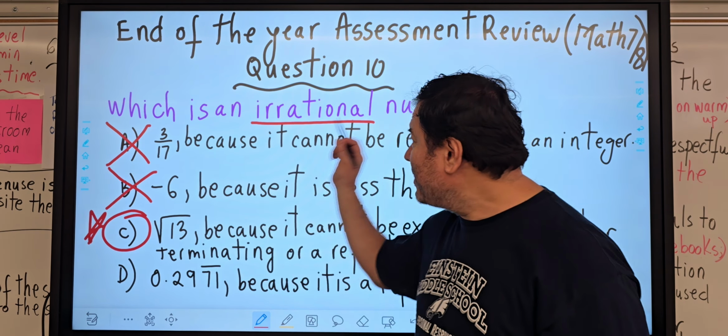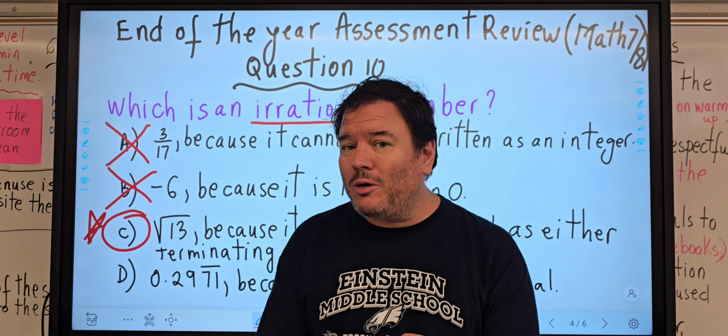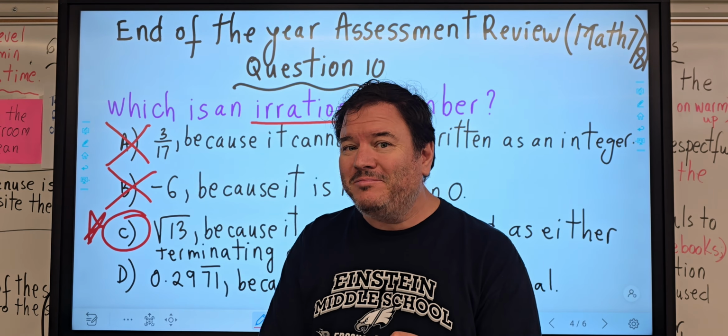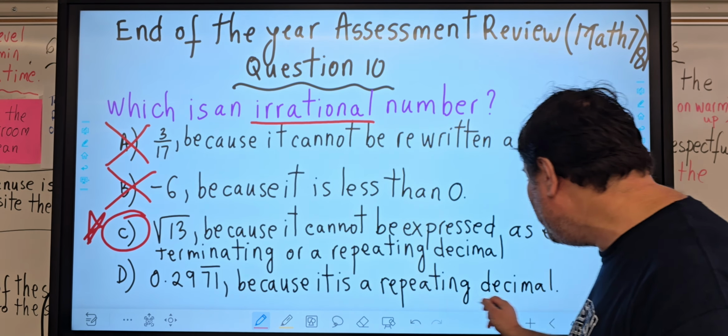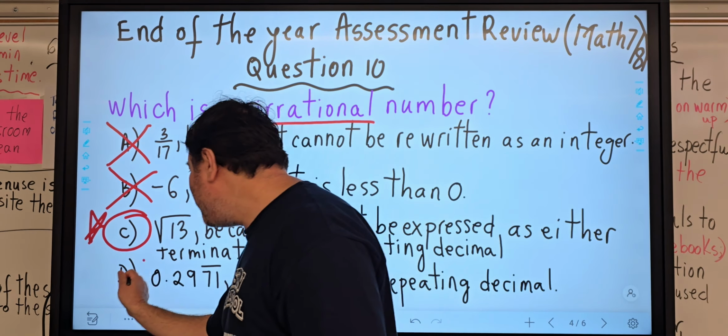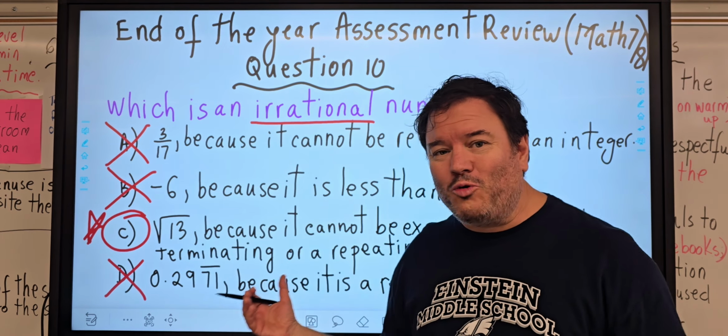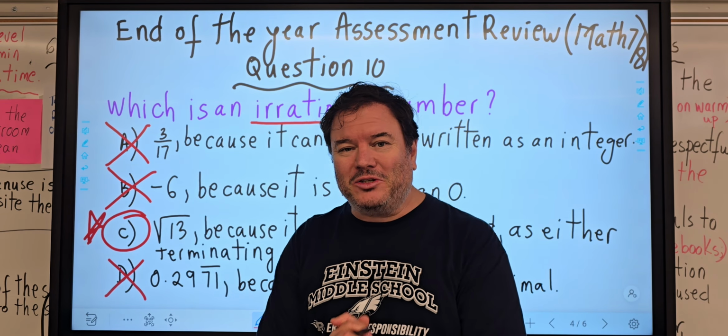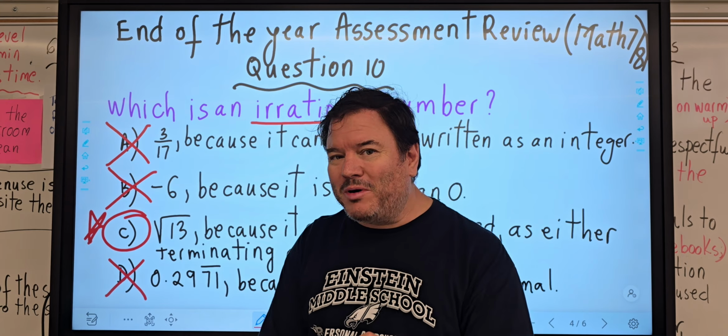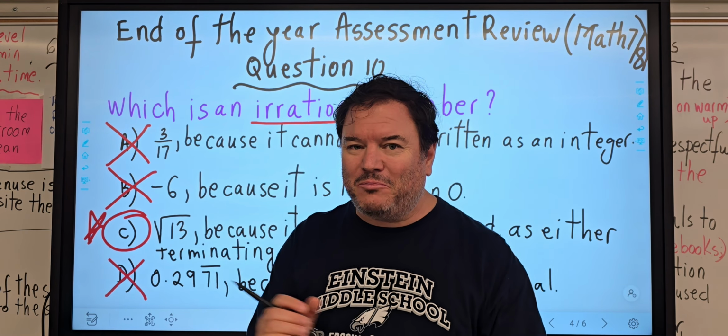So remember, irrational numbers are non-terminating and non-repeating, okay? But in this case, it's a repeating decimal, so D cannot be the answer. And of course, there are many other irrational numbers like pi, Euler's number, and so forth. We learned it in the previous video.